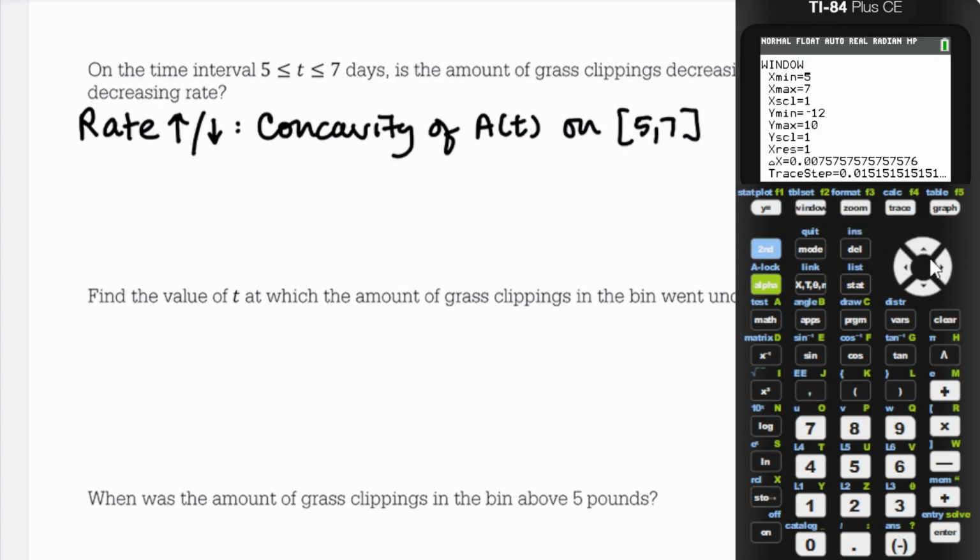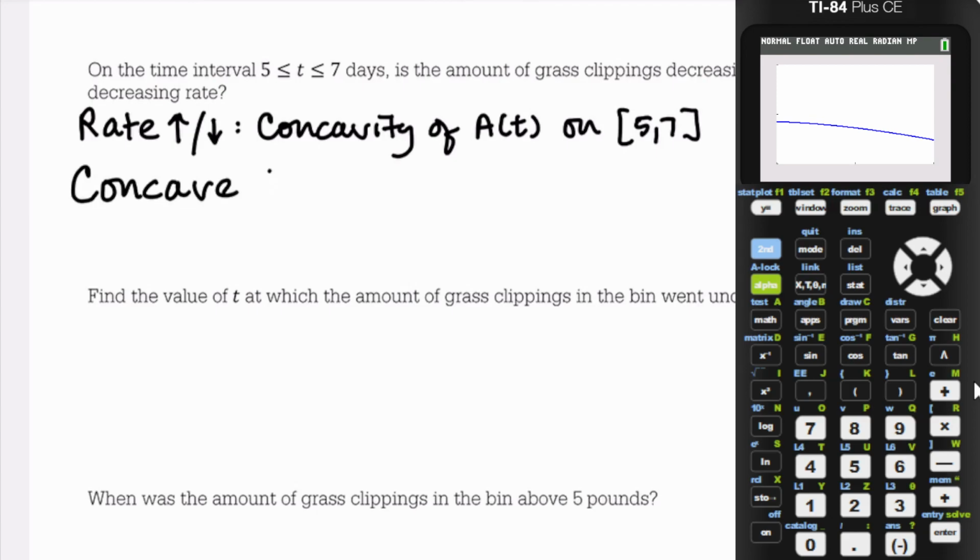So I'm going to change the window again. The y minimum, I'm going to make 8, and I'm going to keep the y maximum at 10. And now we can see a little bit better that the graph is frowning. Okay, so it's concave down, since the graph I can see is frowning a little bit. And as a result, I would say it's decreasing at a decreasing rate.